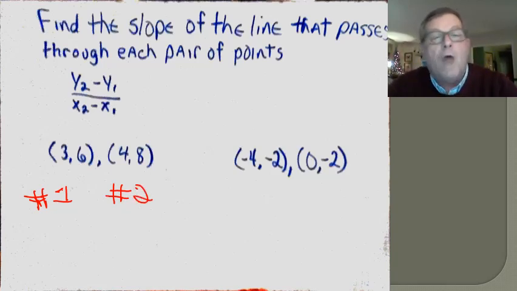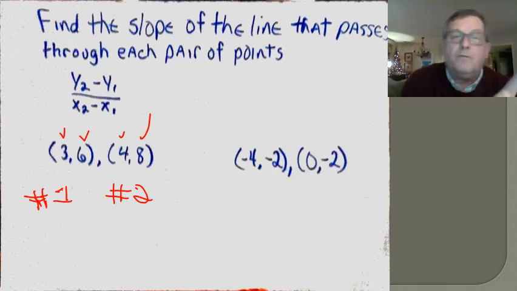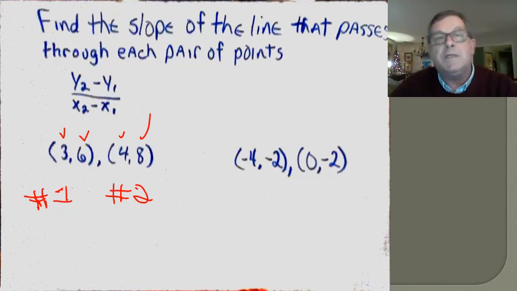So if we are going to do y2, here's y2, it's that 8, minus y1 is the 6, over x2 is the 4, minus x1 is the 3, and that's really it. If you keep that in order, always reading left to right, first set of coordinates is number 1, the second is number 2. The number inside the parentheses to the left of the comma is the x value. The number to the right of the comma is the y value. y2 minus y1 over x2 minus x1. If you got that down, you've got it.